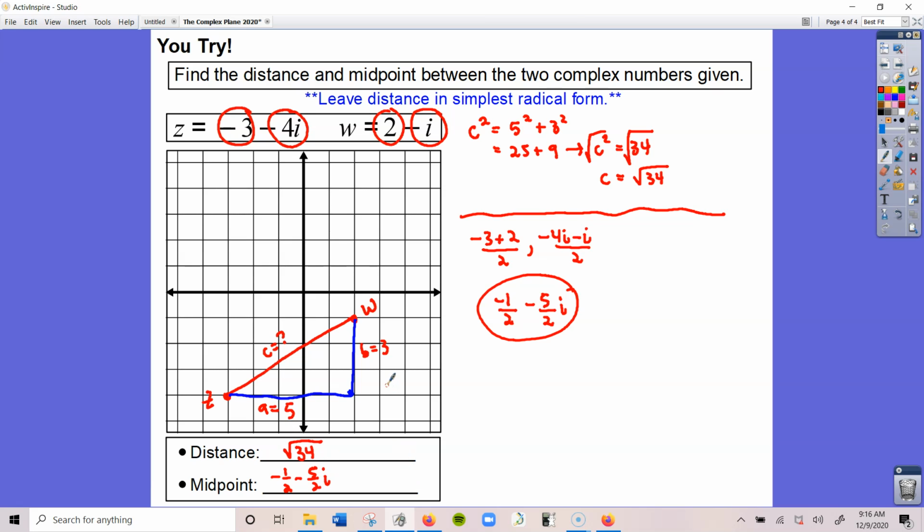And if you wanted to make sure that you did indeed get the midpoint, we can always check. -1/2 is right here, right in between 0 and -1. And -5 over 2 is -2.5. So I'm going to go down 2.5, which is right here. And you can see that it lands right in the middle between my two complex numbers. So that's distance and midpoint.